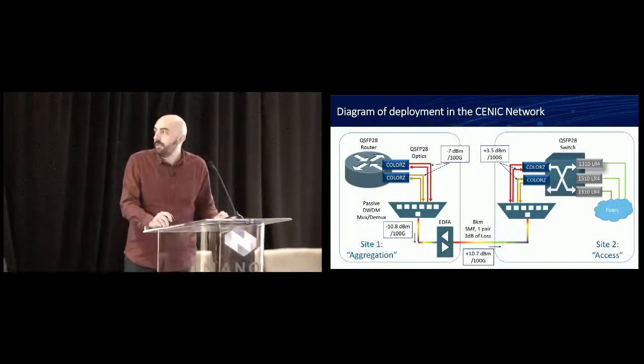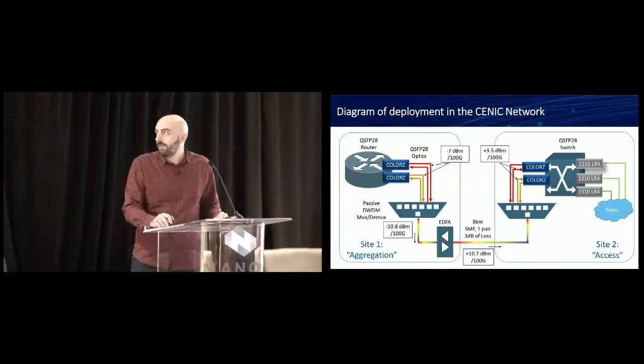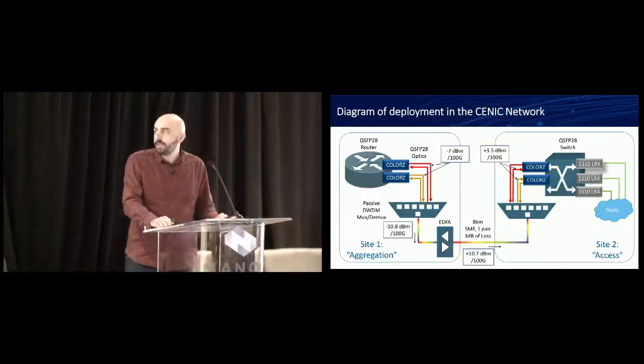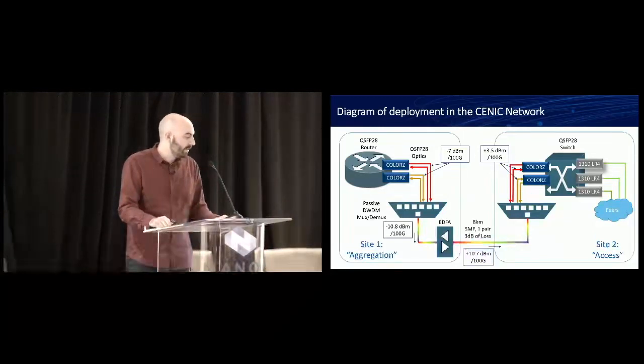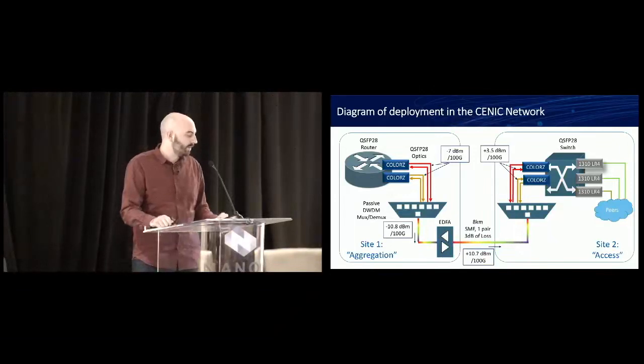So let's take a look at the diagram of where we deployed these. You can see on the one side we have the router with the colored modules in the QSFP28 ports. In this example we ran 2 of them. We connected those into a passive DWDM 100 gigahertz spaced MUX. We dropped those through there into an amplifier, sent that across the line fiber, demuxed it on the other side, and dropped it into the optics.